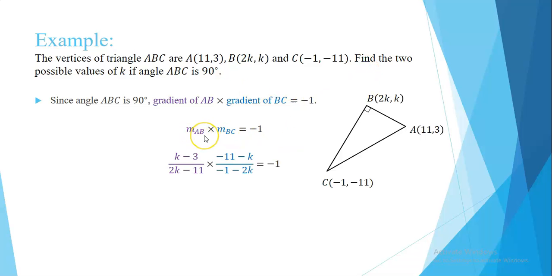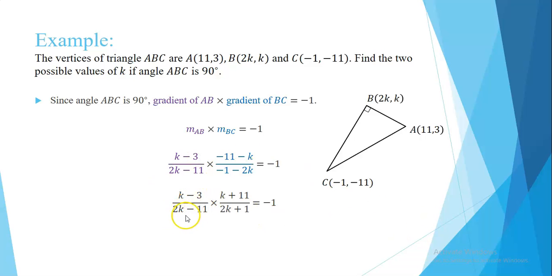So the gradient of AB, remember, is change in y over change in x, so you can say change in y is k minus 3 over 2k minus 11 for change in x. We're going to multiply that by the gradient of BC, so there we could say minus 11 minus k for its change in y, and -1 minus 2k for its change in x, and we have that equal to -1. So now we just simplify.